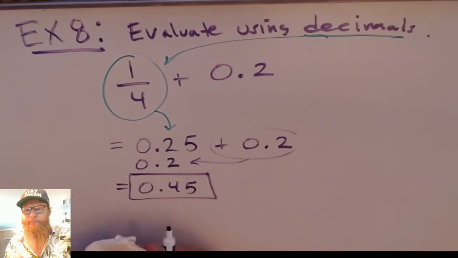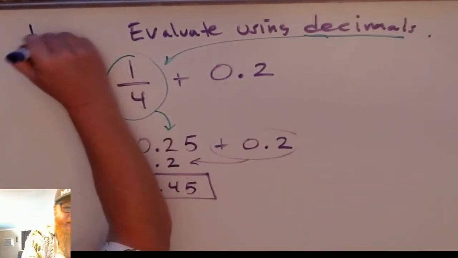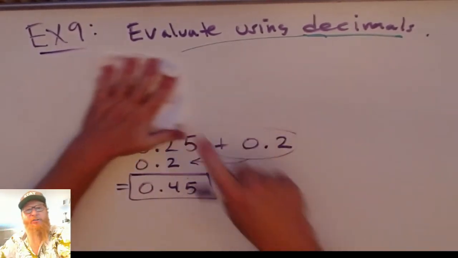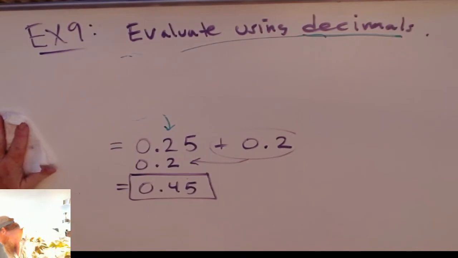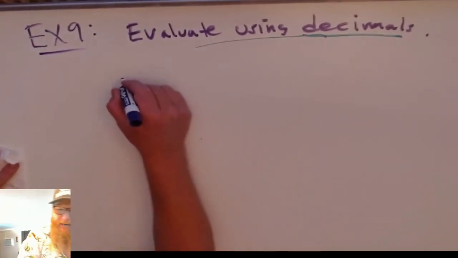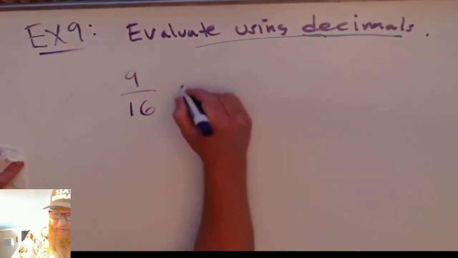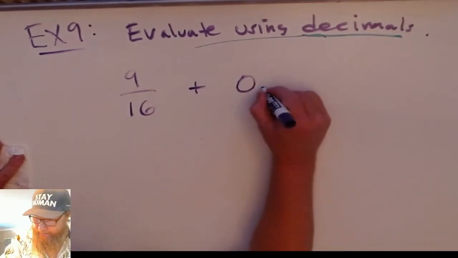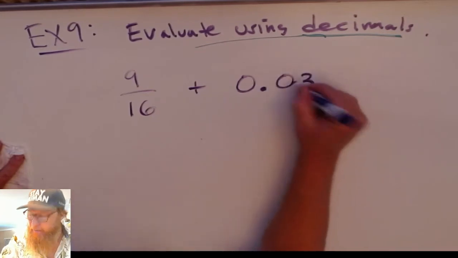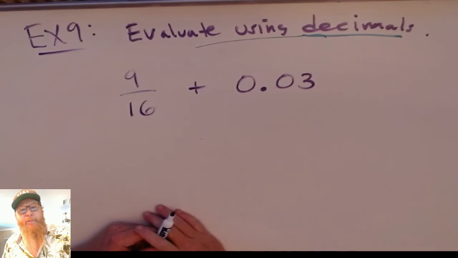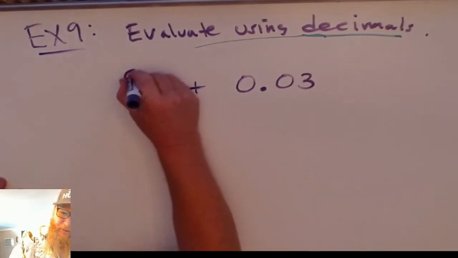So, example 9. Oh, cool. I just left the instructions up there this time, so I don't have to rewrite them. How about 9/16 plus 3/100. 9/16 plus 3/100.